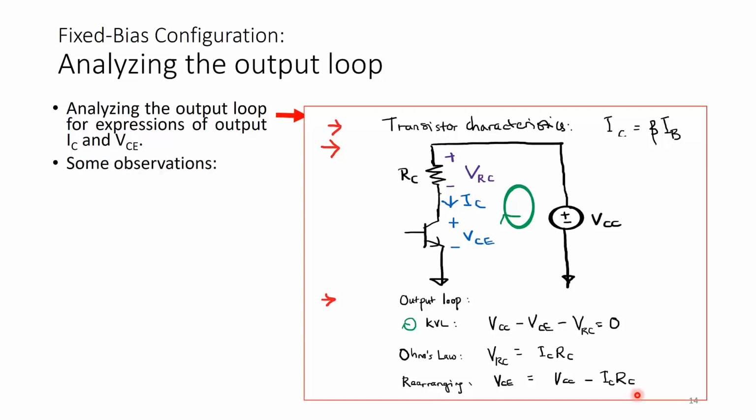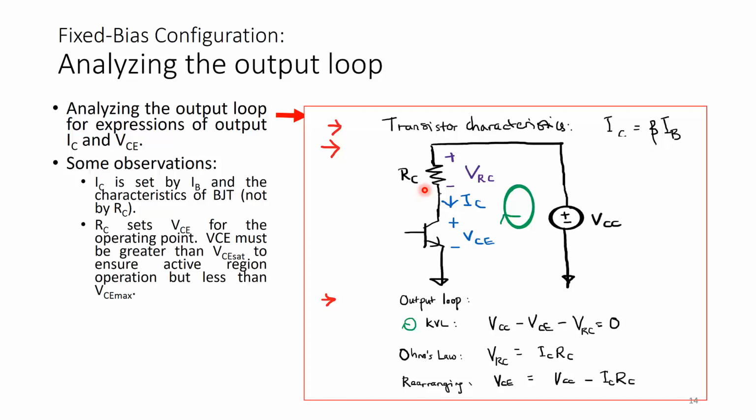So some observations. IC is set by IB and not by the characteristics of the BJT. It's not set by RC. IC is set by beta times IB. Beta is the behavior of this transistor. IB was set by RB. So IC is not set by RC. RC sets VCE instead. RC sets VCE for the operating point.